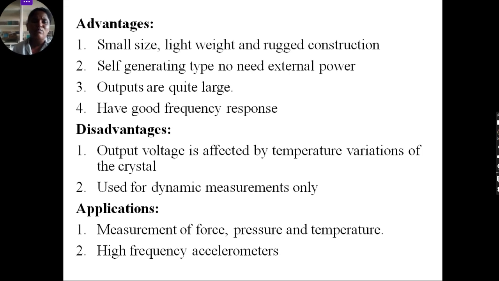The advantages are small size, light weight, rugged construction, self-generating type so no need for an external power supply, and a good frequency response. The applications are force, pressure, temperature, and high-frequency accelerometers. Being lightweight, most applications support the piezoelectric transducer.